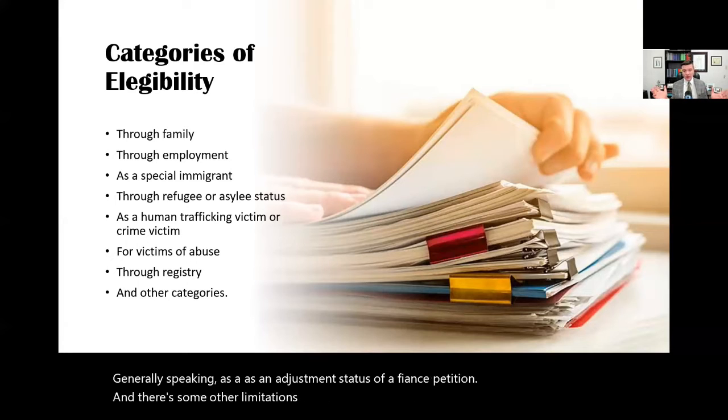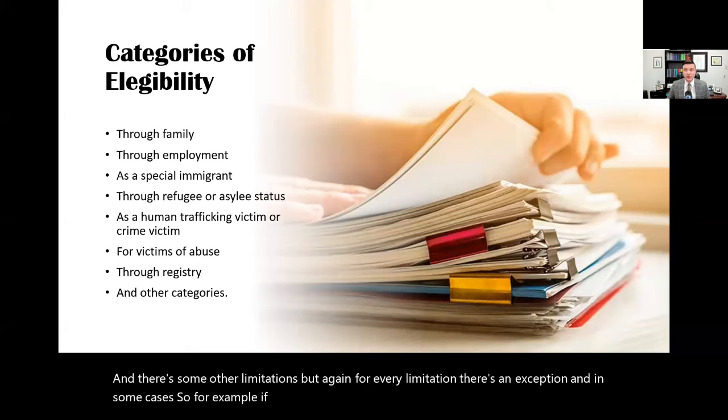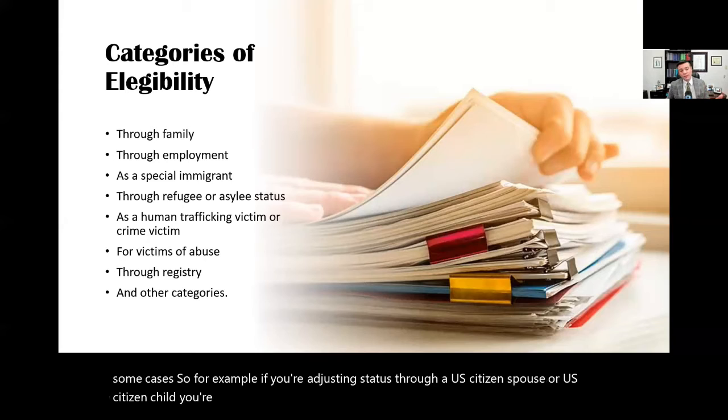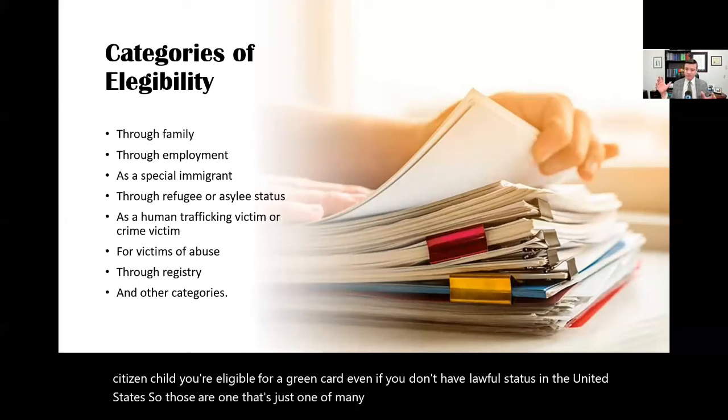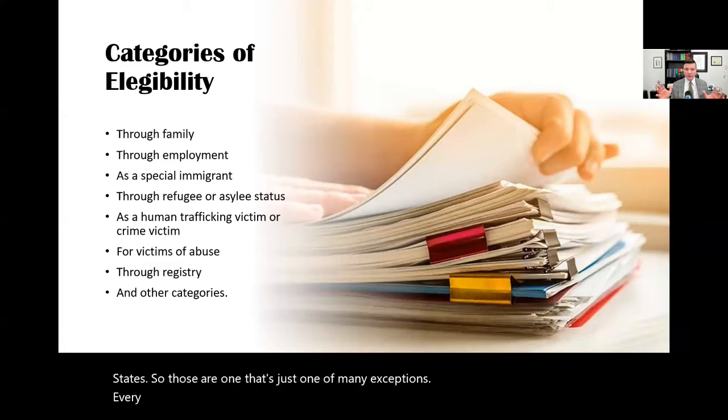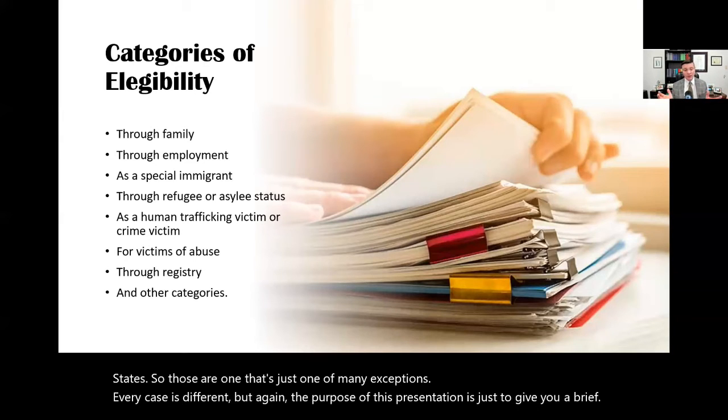But again, for every limitation, there's an exception. And in some cases, for example, if you're adjusting status through a U.S. citizen spouse or U.S. citizen child, you're eligible for a green card even if you don't have lawful status in the United States. Right? So that's just one of many exceptions. Every case is different. But again, the purpose of this presentation is just to give you a brief look at the process itself.